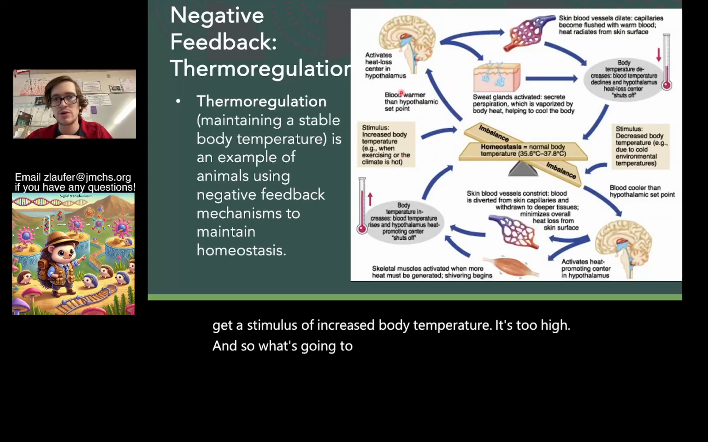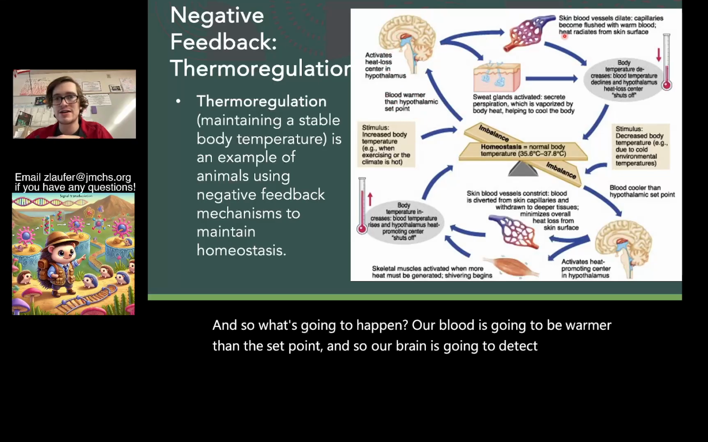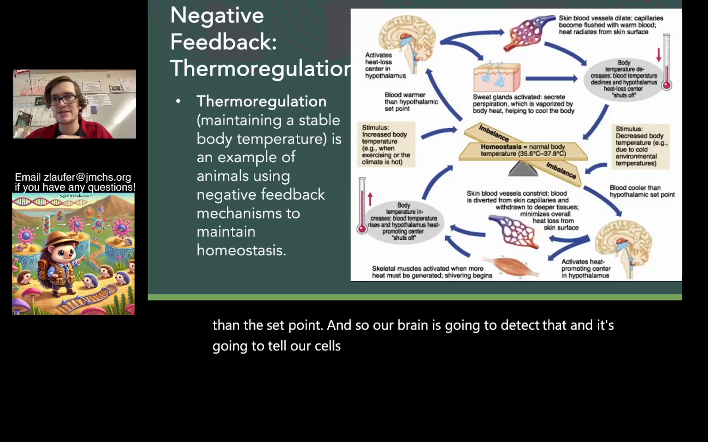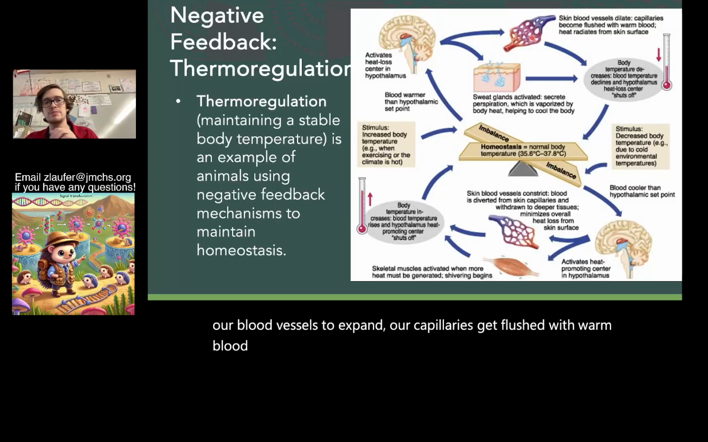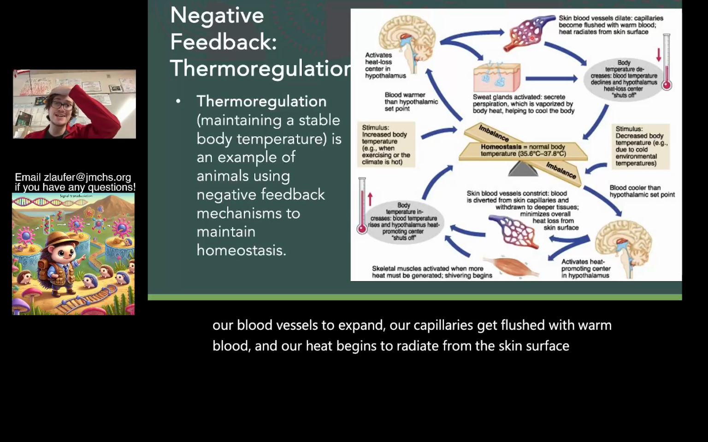Our blood is going to be warmer than the set point. And so our brain is going to detect that. And it's going to tell our cells to do the opposite. It's going to tell our blood vessels to expand. Our capillaries get flushed with warm blood. And our heat begins to radiate from the skin surface. So we just start to give off more heat.